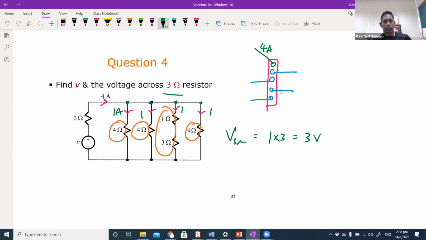Okay, so again, you can easily solve it if you analyze and look at it this way. If you use the current divider rule, or you try to convert the parallel resistors into a single resistor and then solve it, you will still get the same answer. But by looking at the circuit and trying to understand it, you can solve it a bit more quickly.